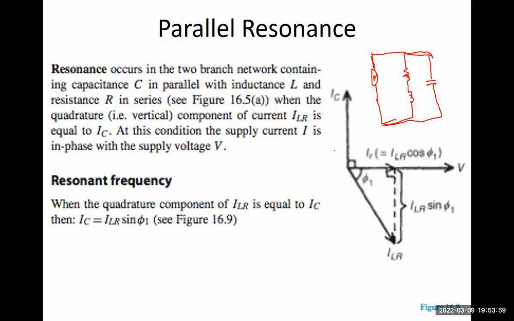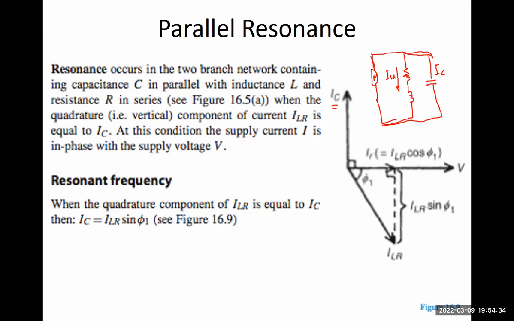And this can now be represented by the graph. The vertical is our IC, the current flowing through our capacitor, and we have ILR. So this is ILR, the current flowing through the resistance and the coil, and this is our IC.